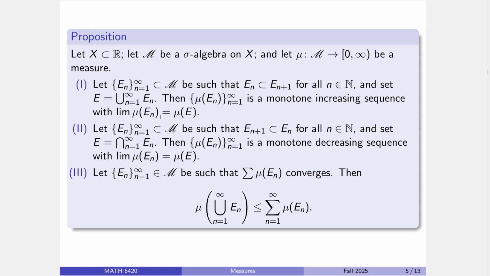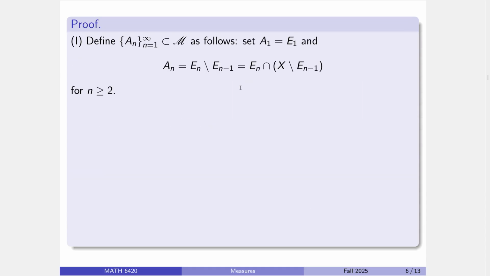Alright, so point 1 is really the heavy hitter here. The other ones are basically once you got one, you got the others. So let's see how 1 goes down. And the trick is, of course, I need to get things to be disjoint because measures like disjoint things. So I'll create a collection of sets as follows. I'll start with the initial set, and then the next set will be the next set in the list, but delete the previous one.